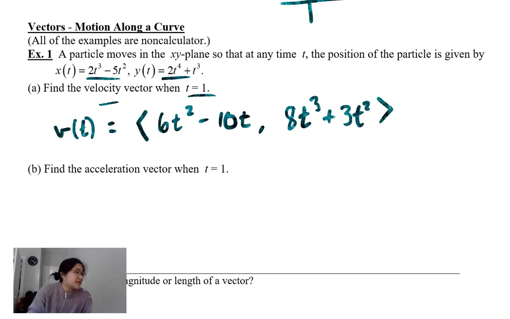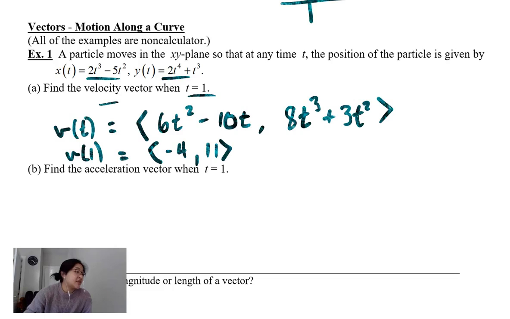That's in general, but when we're looking particularly at time equals 1, what do we get? 6 minus 10 is negative 4, and 8 plus 3 is 11. So our velocity vector at time 1 is negative 4, comma 11. In the negative 4, 11 direction, that's where we're going. How do we find our acceleration vector? We take the derivative of velocity, not the velocity when we evaluated, but our velocity in terms of t.